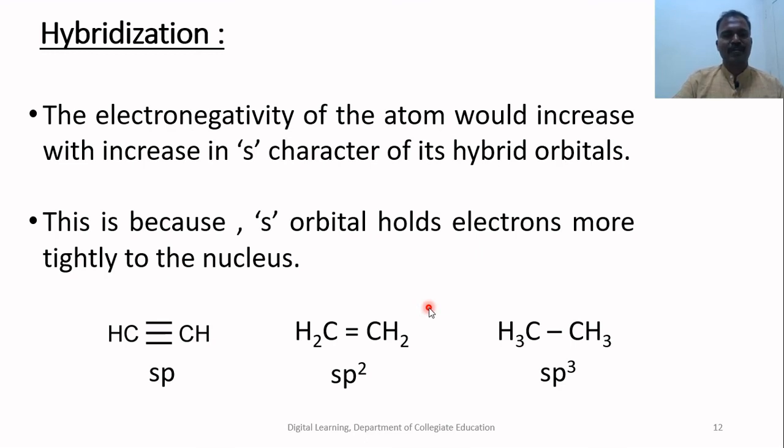So far I have explained about electronegativity, then variation of electronegativity across the period and down the group in a periodic table, and the factors which determine the electronegativity.